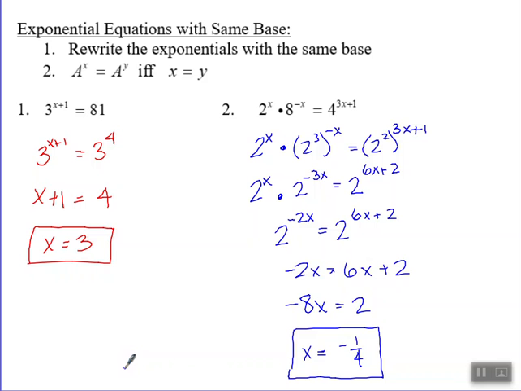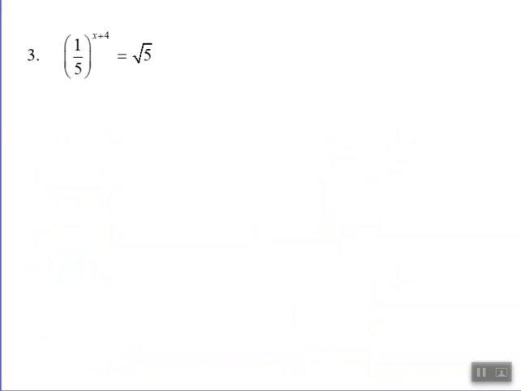Let's look at one more example using this technique. Here we have 1/5 to the x plus 4 equals square root of 5. 1/5 is the same as 5 to the negative 1 power. And the square root is the same thing as the 1/2 power.